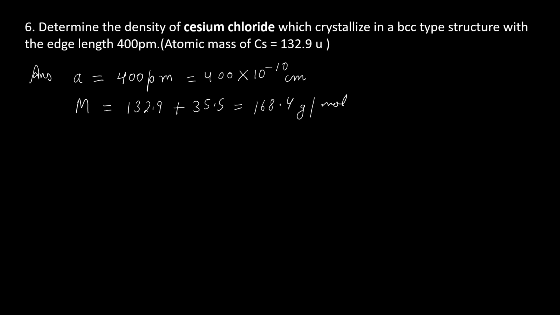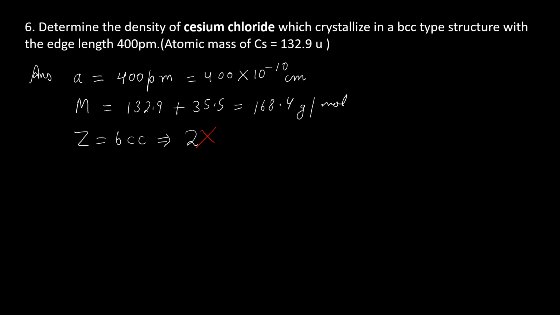Now, the second important thing is that in this question, it is written that Z is equal to... the solid has BCC structure, and this is the common mistake which the students make. They see BCC and they write 2, but this is completely wrong. Now, why is it wrong? In order to understand it, we will see the structure of cesium chloride.